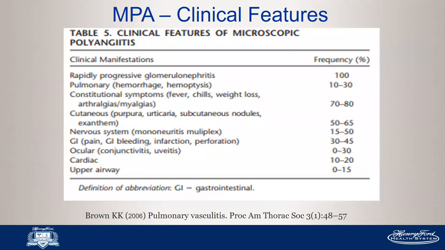So what are some of the common clinical features? As we saw earlier in the previous slide, with the incidence of organ involvement with some of these ANCA-associated vasculitis, kidneys are most commonly involved with MPA. Rapidly progressive glomerulonephritis, almost 100% of them had this. Pulmonary involvement, about a third of them, which is consistent with the data in the literature. You have the cutaneous manifestations, nervous system involvement, GI involvement, and a little bit of upper airway, but the features you would be looking for are renal, pulmonary, and cutaneous.